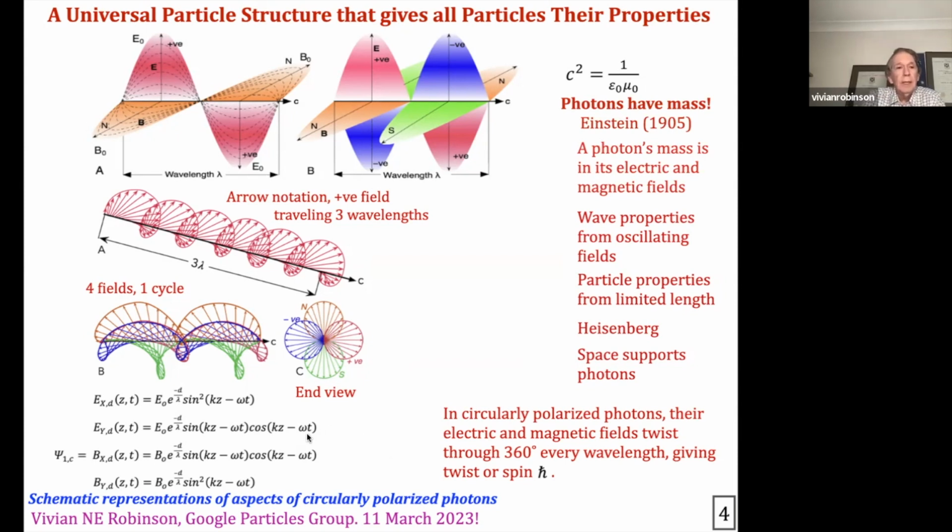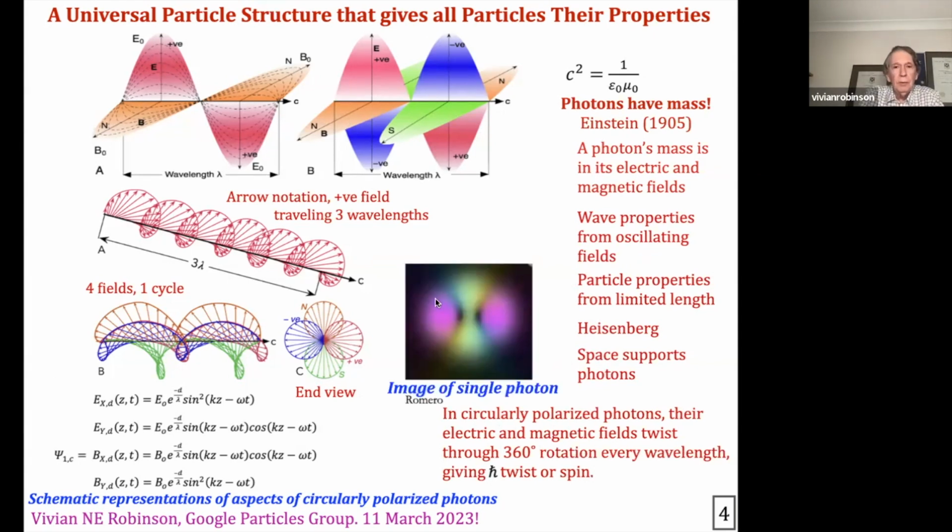Now, for those interested, this is the Einstein de Broglie wave function for a single wavelength circularly polarized photon. Other representations are possible. And the other thing to realize is because this has mass, the circularly polarized photon with the whole field turning through 360 degrees every wavelength gives a twist or spin, as we'll show later. It's measured at a value of h bar. So the other thing to bear in mind is space supports photons.